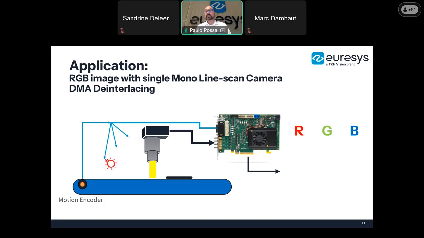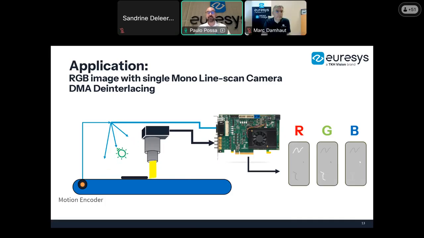This is another example that uses these new features to create a planar RGB image by using a single monoline scan camera and 3 different light sources, one for each color. It follows the same idea from the previous example, but now we are de-Interlacing the image into 3 different buffers, one for each color.